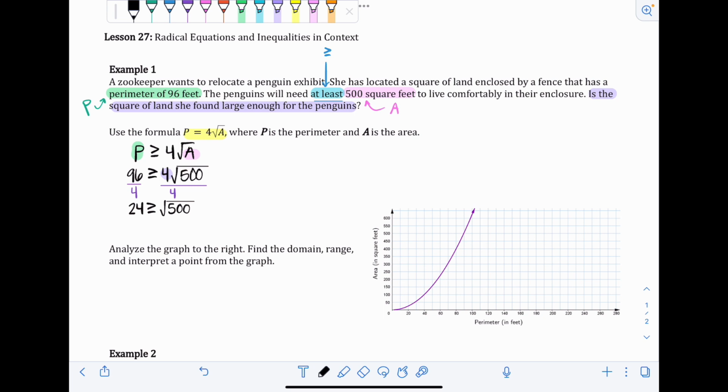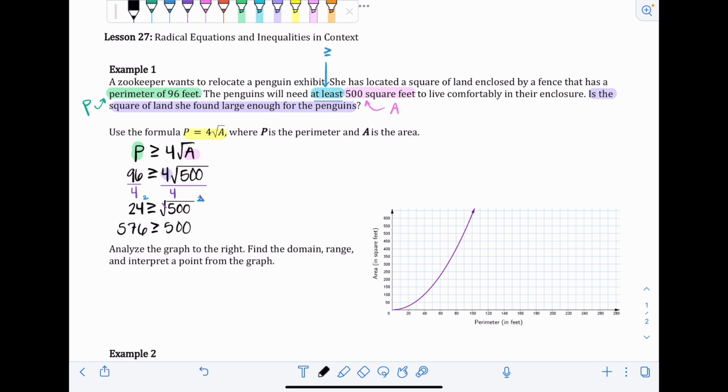So now I can go ahead and square both sides to get rid of that radical. So 24 squared, if you have to use a calculator for that, that's totally okay. But it's 24 times 24, which is 576. And then bring down the symbol, is greater than or equal to. And then when I square the square root of 500, that just cancels out the radical. So it leaves me with a 500.